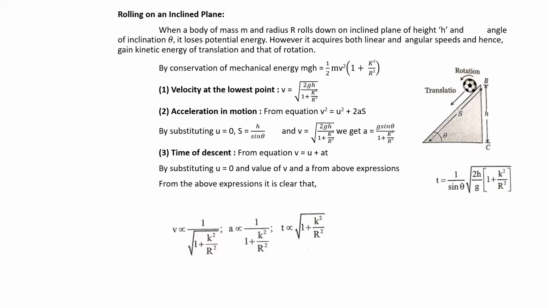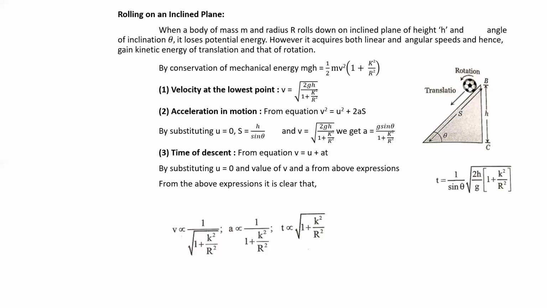Then here we have the expression for time of descent. So time of descent means what? When the object is rolling down, that time we take it as time of descent. If it is going up, we take it as time of ascent. Then total time we can write as time of ascent plus time of descent. So time of descent from the equation can be written as here.